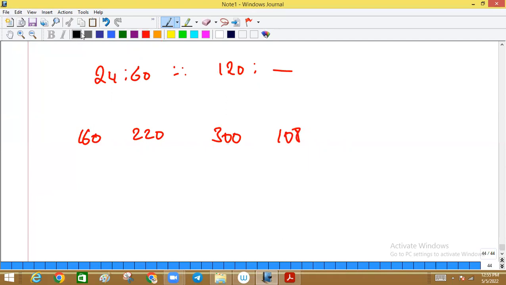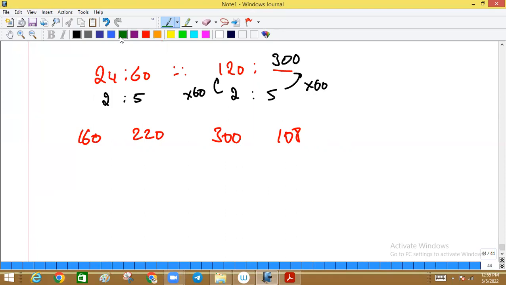The moment you see this question, 24 and 60, are they having any common factors? Yes or no? They're having common factors. What is the common factor here? 12, 2 times, 12, 5 times. What is the ratio? 2 is to 5. Here also the ratio should be 2 is to 5. 2 how many times? 60 times. Obviously 5 how many times? 60 times. What is the answer?